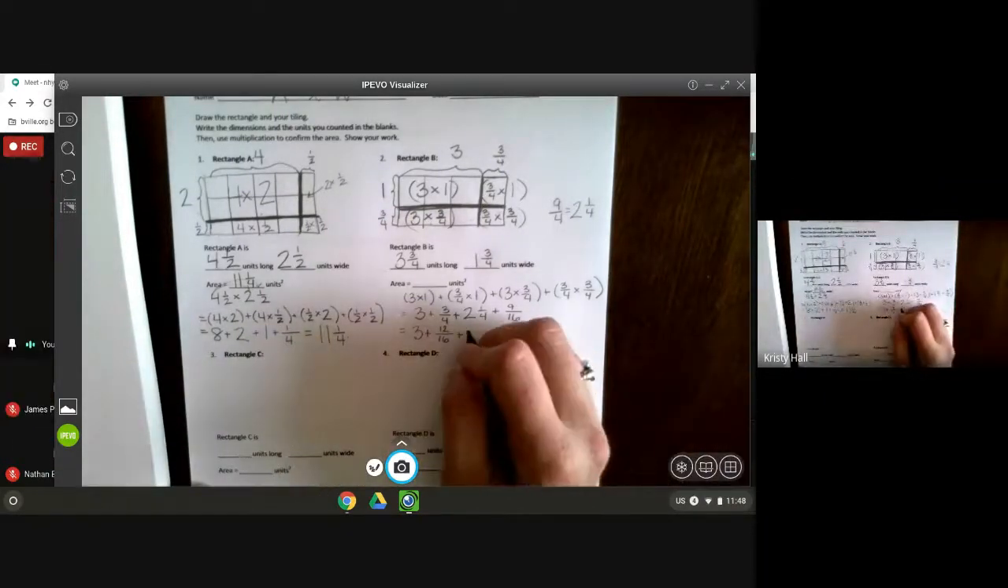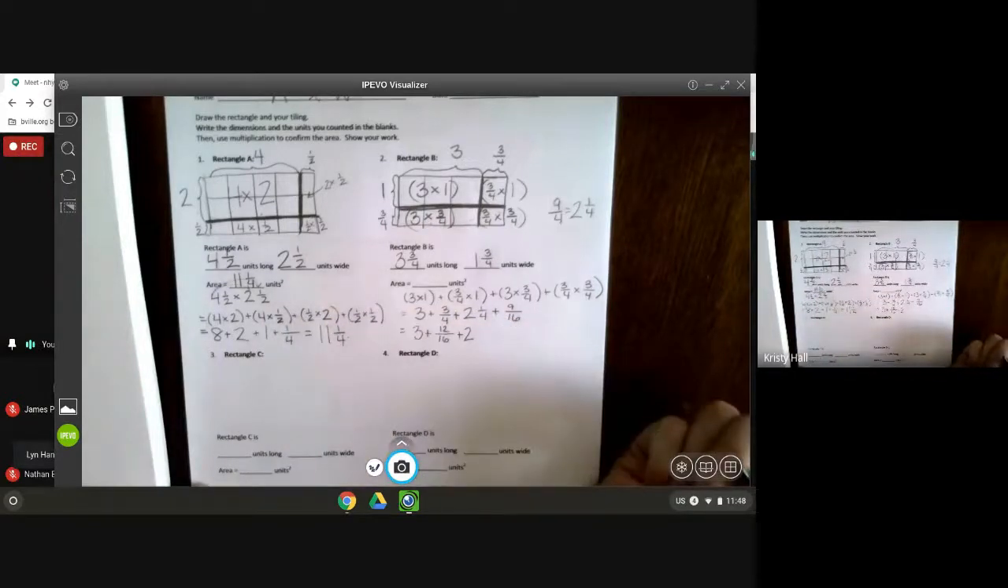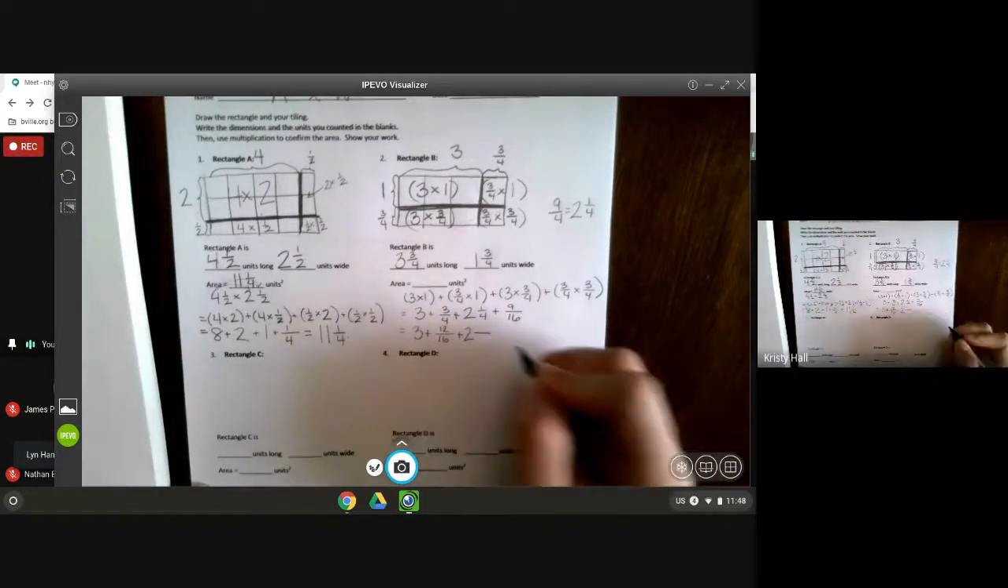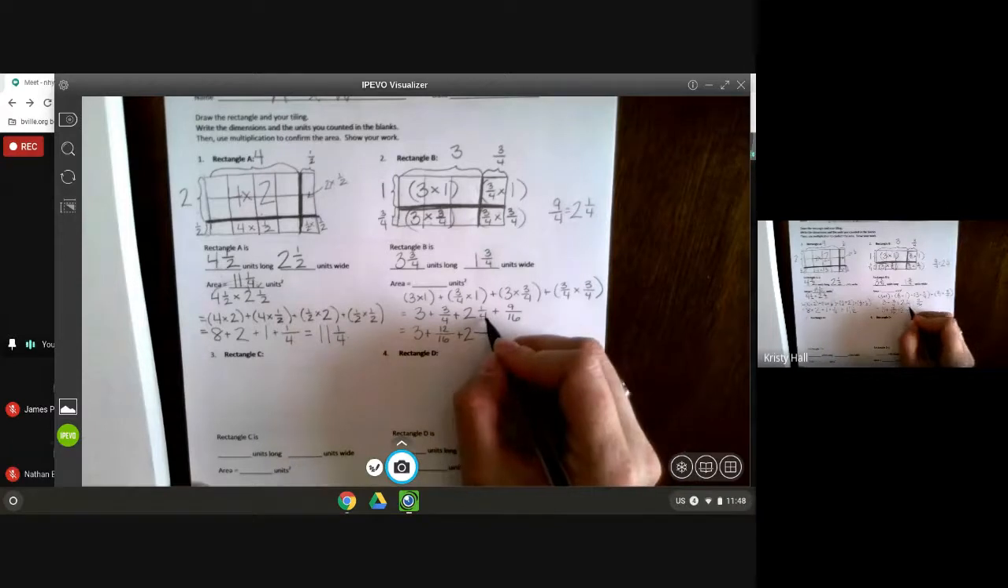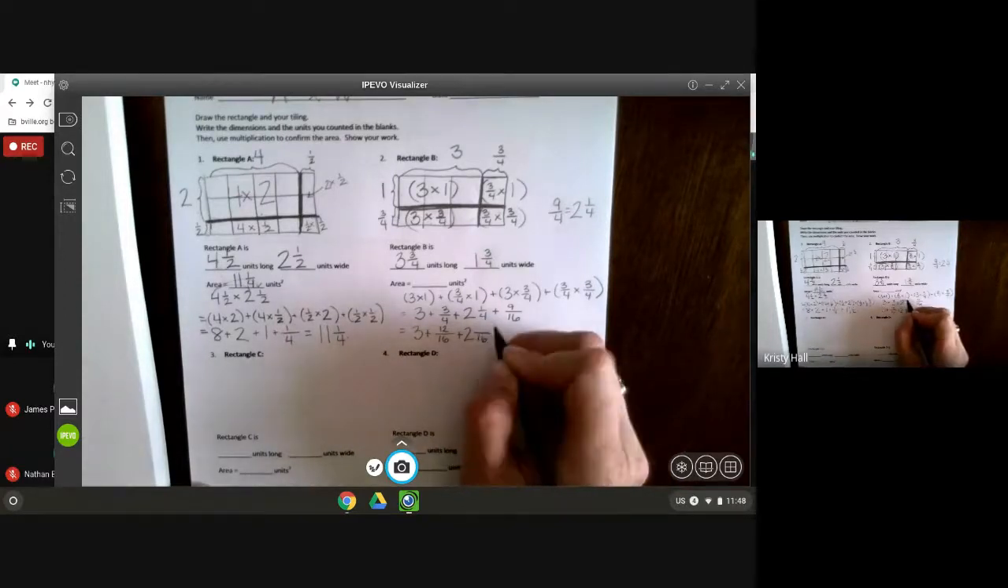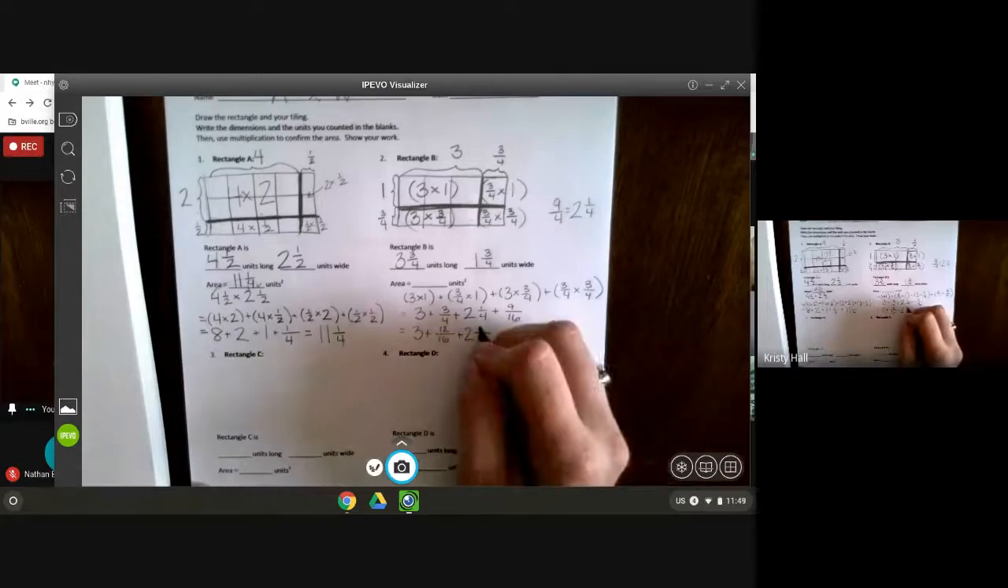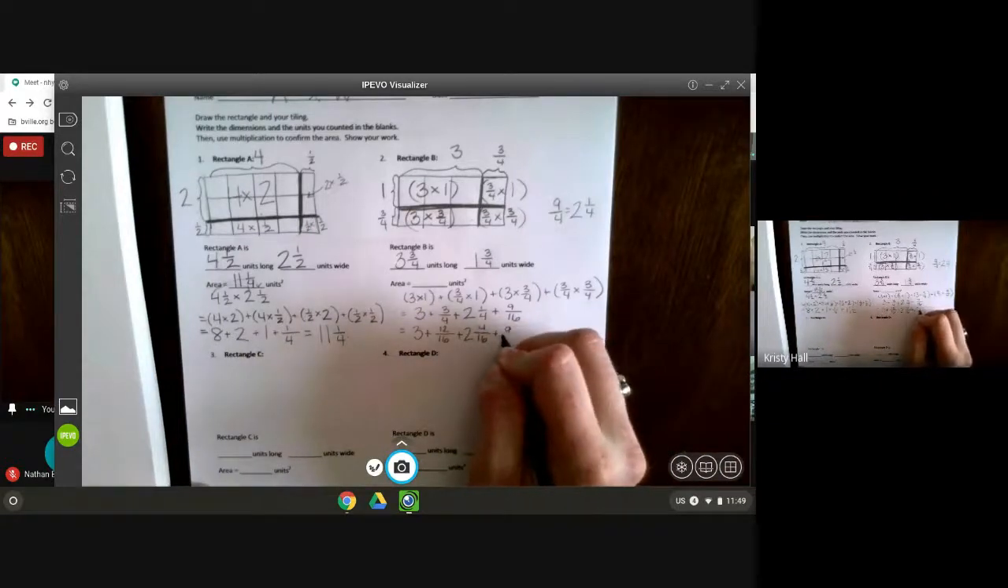With my 2 1/4, the whole number stays the same, but I also have to change this fraction. So 4 times 4 is 16. 1 times 4 is 4. And then 9/16 can stay the same.